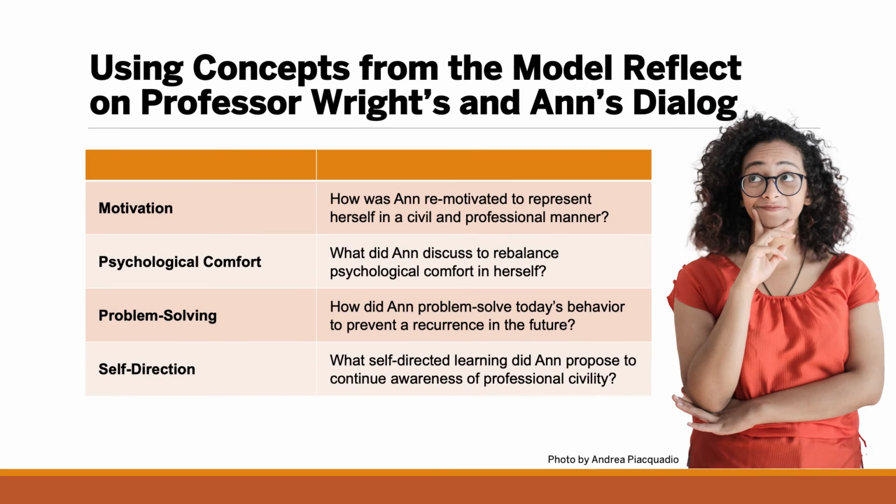Pause the video and reflect on Professor Wright's conversation with Anne. How was Anne remotivated to represent herself in a civil and professional manner? What did Anne discuss to rebalance psychological comfort in herself? How did Anne problem solve today's behavior to prevent a recurrence in the future? What self-directed learning did Anne propose to continue awareness of professional civility?